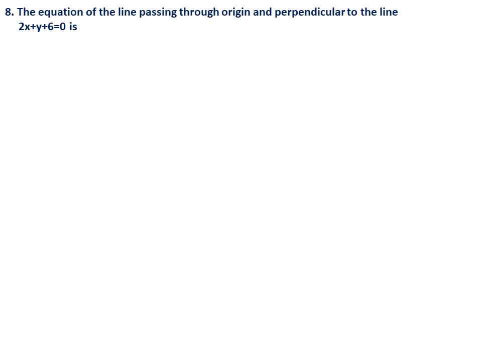Next, 8th question. The equation of the line passing through the origin and perpendicular to the line 2x plus y plus 6 equal to 0 is: A, y minus 2x equal to 0; B, x minus 2y equal to 0; C, y plus 2x equal to 0; D, x plus 2y equal to 0. So these are the options.